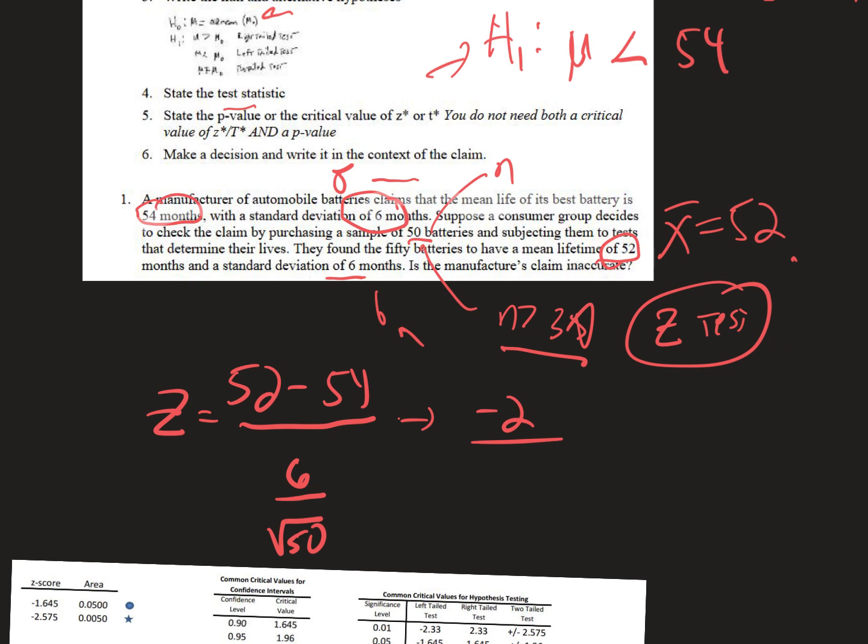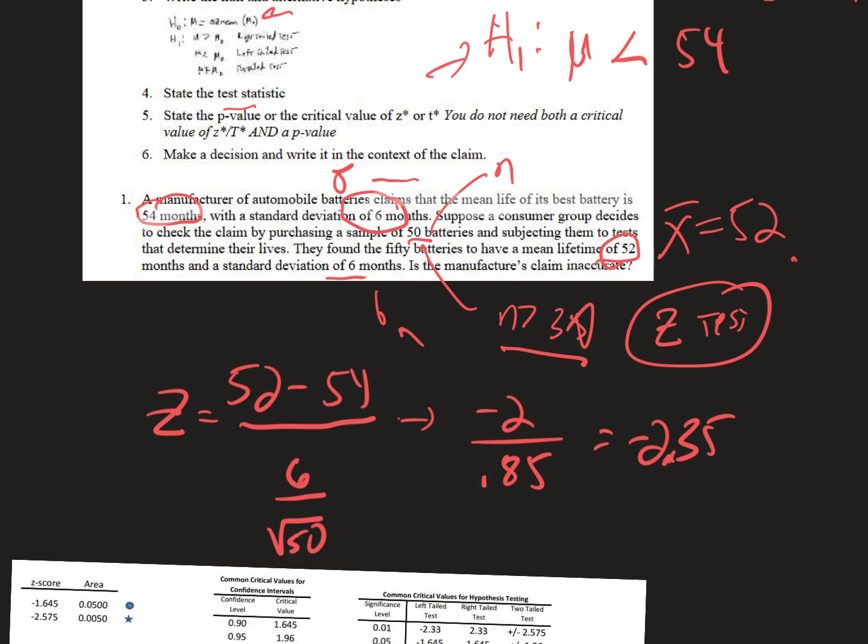I'm getting 0.84. Since I'm not trying to make MyOpenMath happy, we're just going to round it to 0.84, 0.85. And then 2 divided by 0.85, I'm getting a negative 2.35-ish.